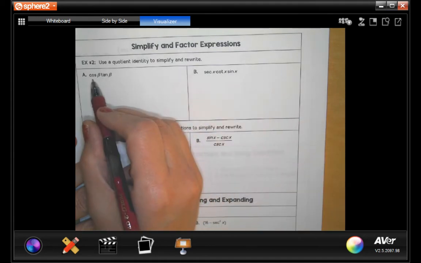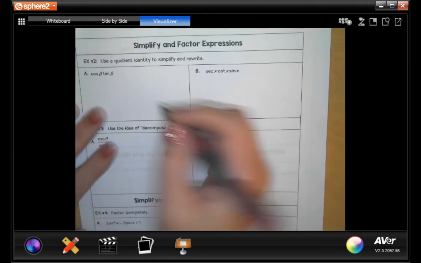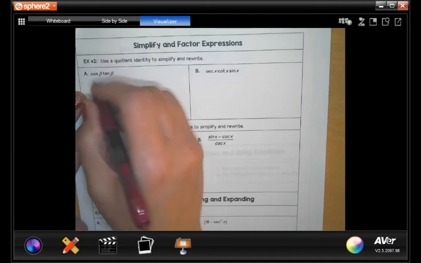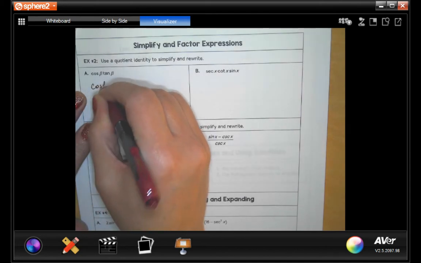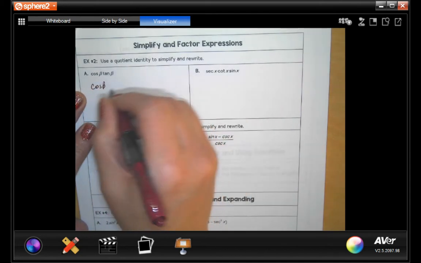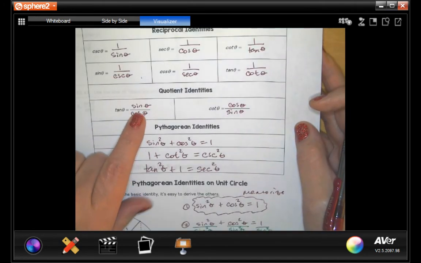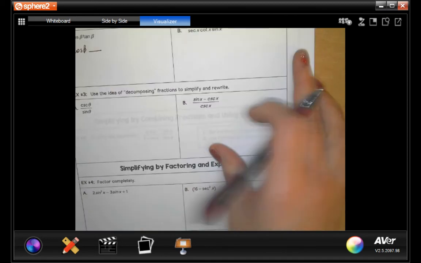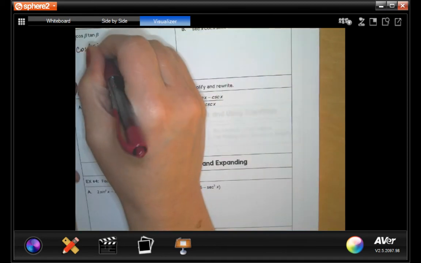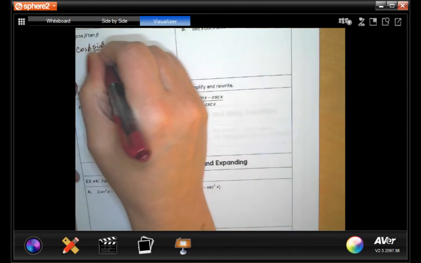It says use a quotient identity to simplify and rewrite. So cosine, can't really do anything with that, right? It's cosine, we're going to leave it as it is. So I have cosine beta. Tan, though, I could rewrite as its quotient identity. That's these over here. And remember, tan is sine over cosine. So I have sine beta over cosine beta.